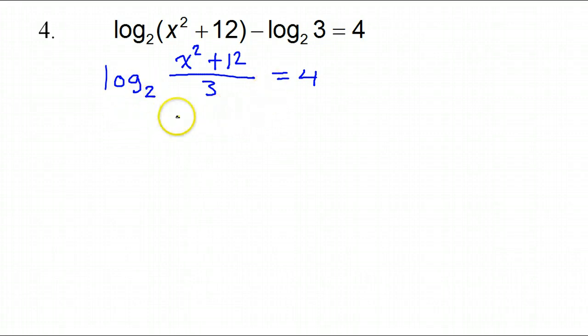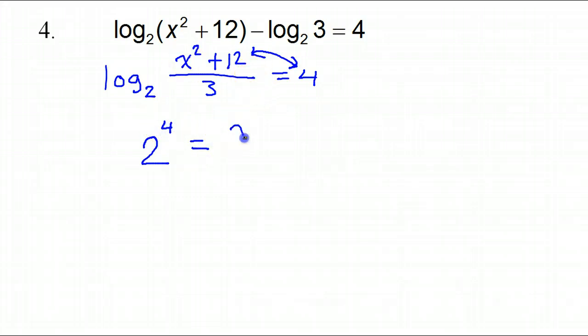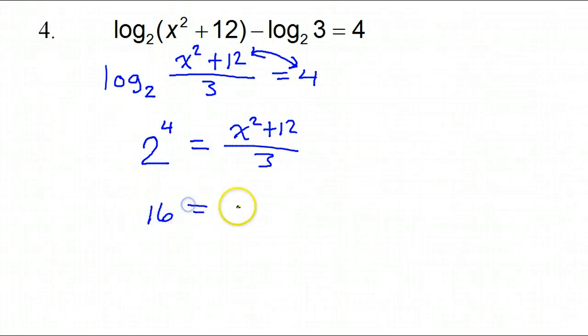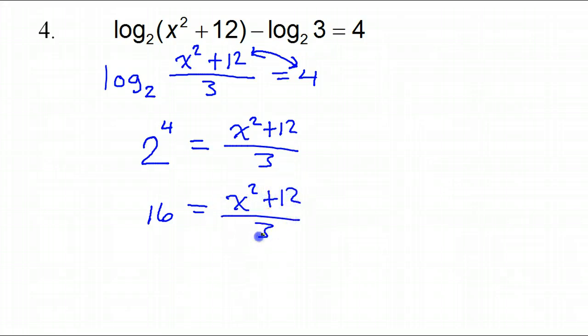It's time to rewrite this in exponent form like we often do, starting with the base. Always start with the base. I'll pull that 2 straight down. Now meanwhile, these two things trade sides. So the 4 comes over here and becomes the power. The fraction comes over here. So I've got x squared plus 12 over 3. 2 to the 4th power is 16. Alright, so I've got 16 is equal to x squared plus 12 over 3.